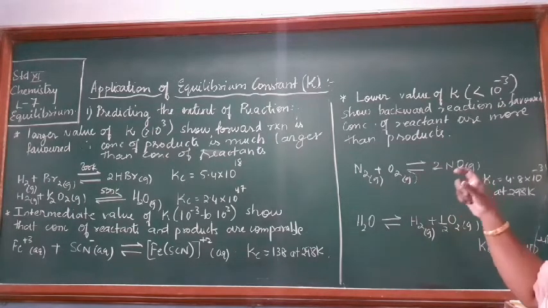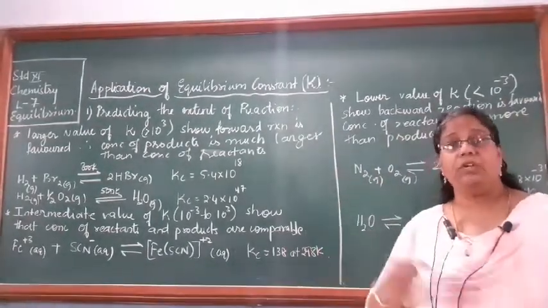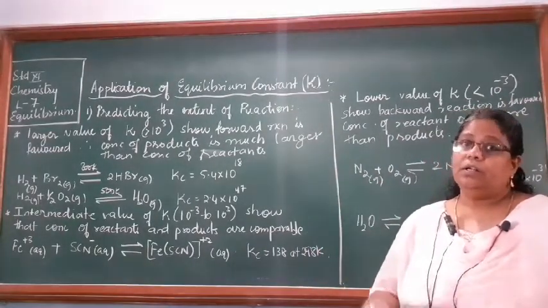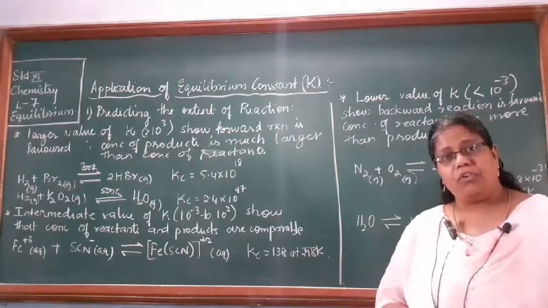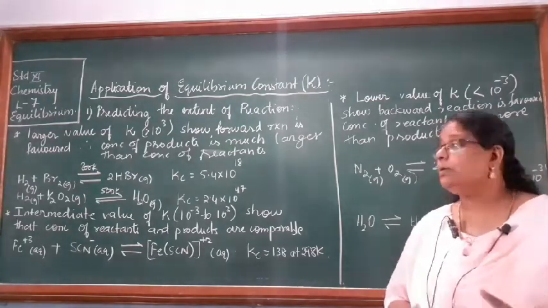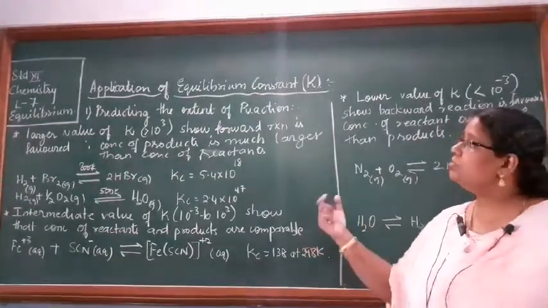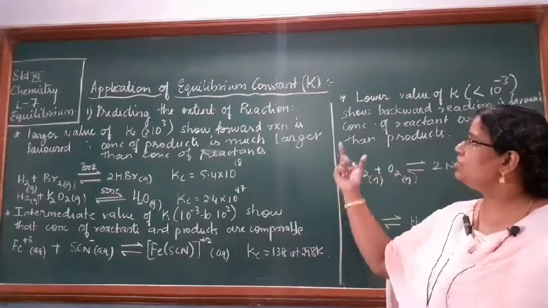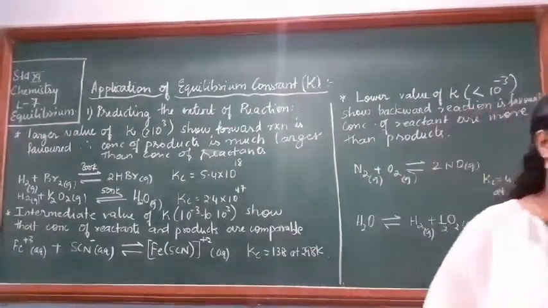So by knowing the value of K, we can predict whether the reaction will go to completion or not, or whether it will favor the backward direction reaction or it will favor the forward reaction. These things we come to know by knowing the value of K. Okay. So this was the first application of equilibrium constant K. Okay. Note down.